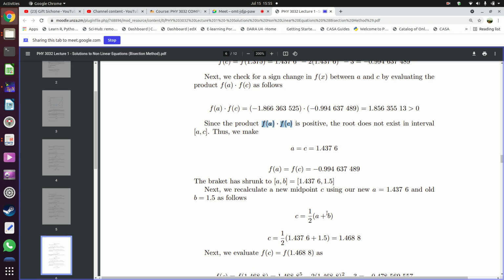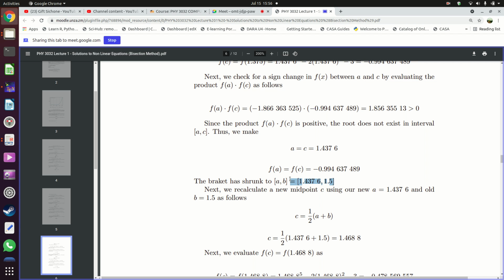Yes. If there is no root between A and C, then you can make your C, your midpoint, become A. And the value of the function at this midpoint C, which is minus 0.99, you can make that become the value of f of A. So in this case, now you're going to have your bracket having shrunk further. Now your A and B is going to become 1.4376, 1.5. So this is going to be your new bracket.